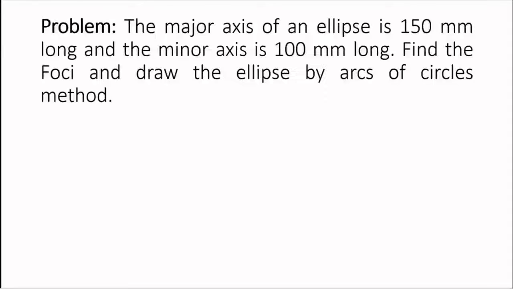Following is the problem statement. The major axis of an ellipse is 150 mm long and its minor axis is 100 mm long. We have to find the foci and draw the ellipse by arcs of circle method.